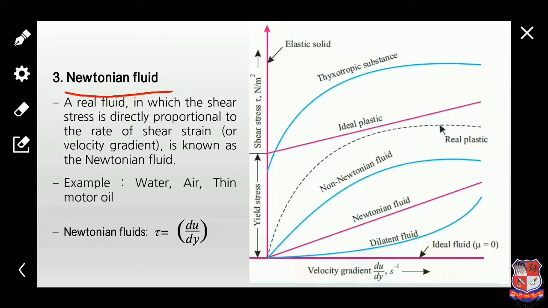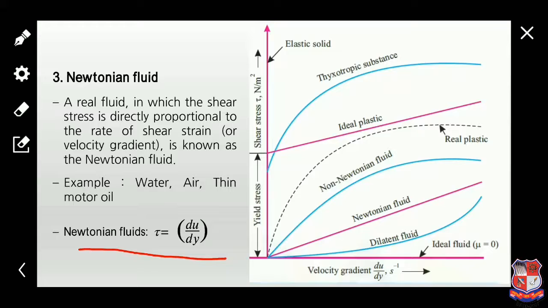Next is a Newtonian fluid: a real fluid in which the shear stress is directly proportional to the rate of shear strain or velocity gradient is known as a Newtonian fluid. In short, we can say that if the shear stress is directly proportional to shear strain, then the fluid is a Newtonian fluid. And we can say that it follows Newton's law of viscosity. We know that Newtonian fluids follow this equation, shear stress is equal to mu du by dy.